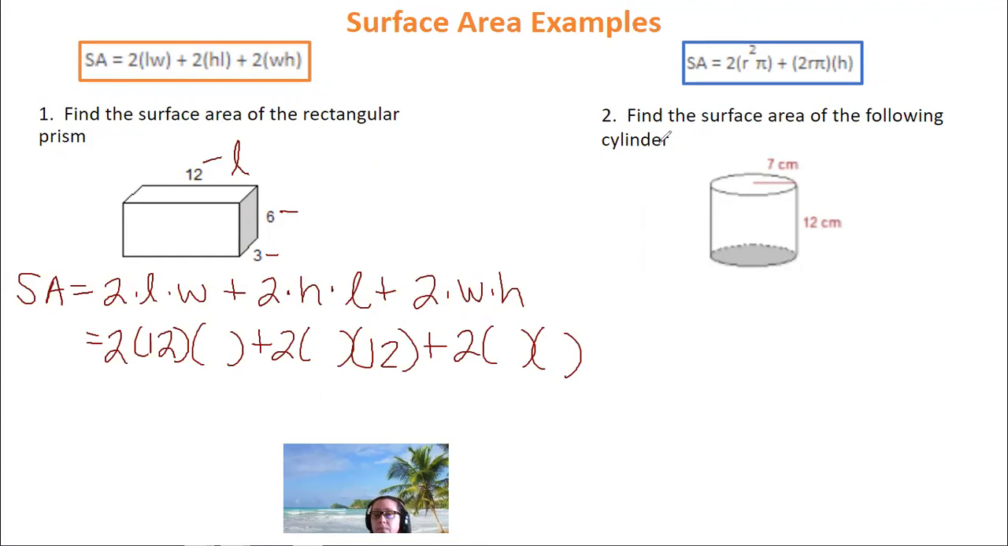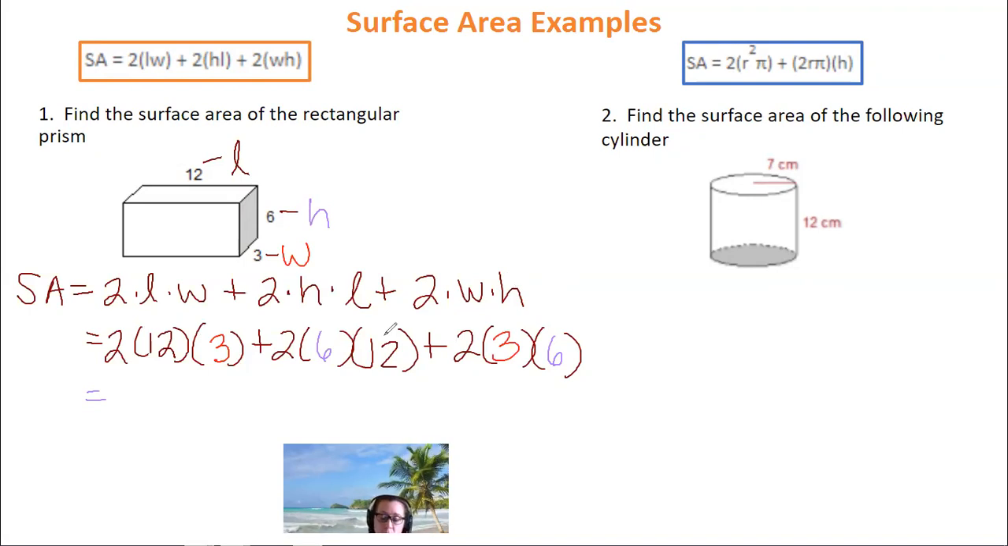Good. Okay. What should I use as my width? 3. Yeah, I like that. I think that's a good width. And what should I use as my height? 6. Yep, I totally agree. Good job, guys. And then it's just a matter for Desmos. Or you can go ahead and just do the calculations. This one's not too bad.